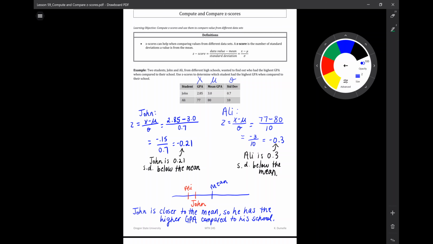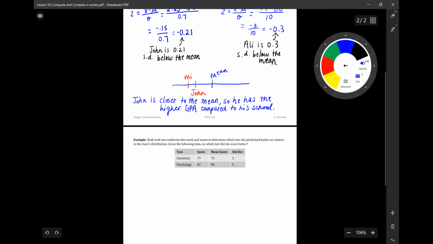Let's do one more example. Ruth took 2 midterms this week and wants to determine which one she performed better on relative to the class's distribution. Given the following data, on which test did she score better? So we have a chemistry test and a psychology test. She has scores of 77 and 81. She has mean scores and then standard deviations. Sometimes when you take a test, the thing that really matters is how did you compare to the average? So that's what Ruth wants to see here. How do her two scores compare to the average?